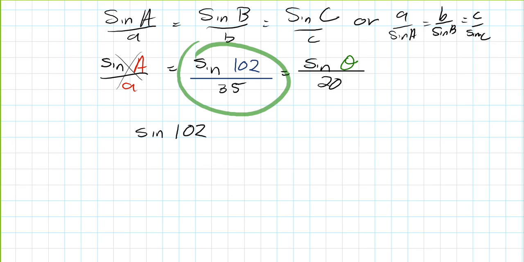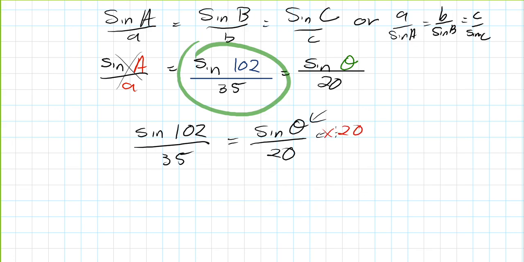Sine 102 divided by 35 is equal to sine theta over 20. Now we want to get sine theta by itself. Because there's a division sign here, we can multiply both sides of the equation by 20. When we do that, this will create a 1, or they usually call it canceling out. But what's important is it'll leave us with sine theta, which is really good. We've isolated it. I'm not going to calculate it yet. I'm just going to keep it like this, 20 multiplied by sine 102 over 35.